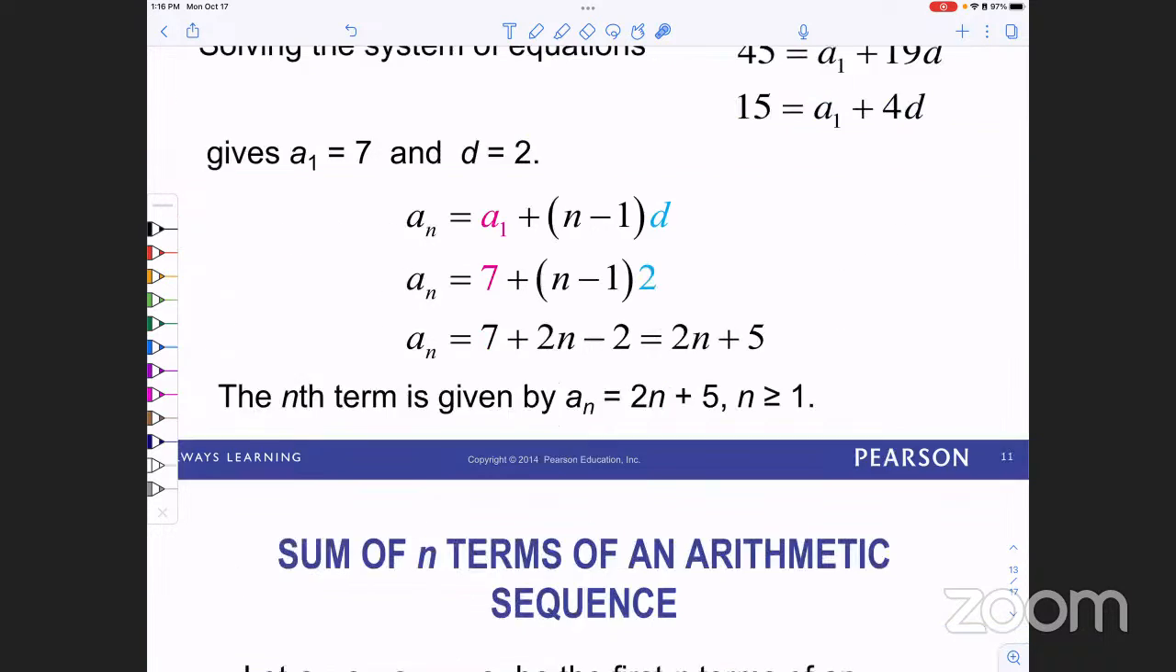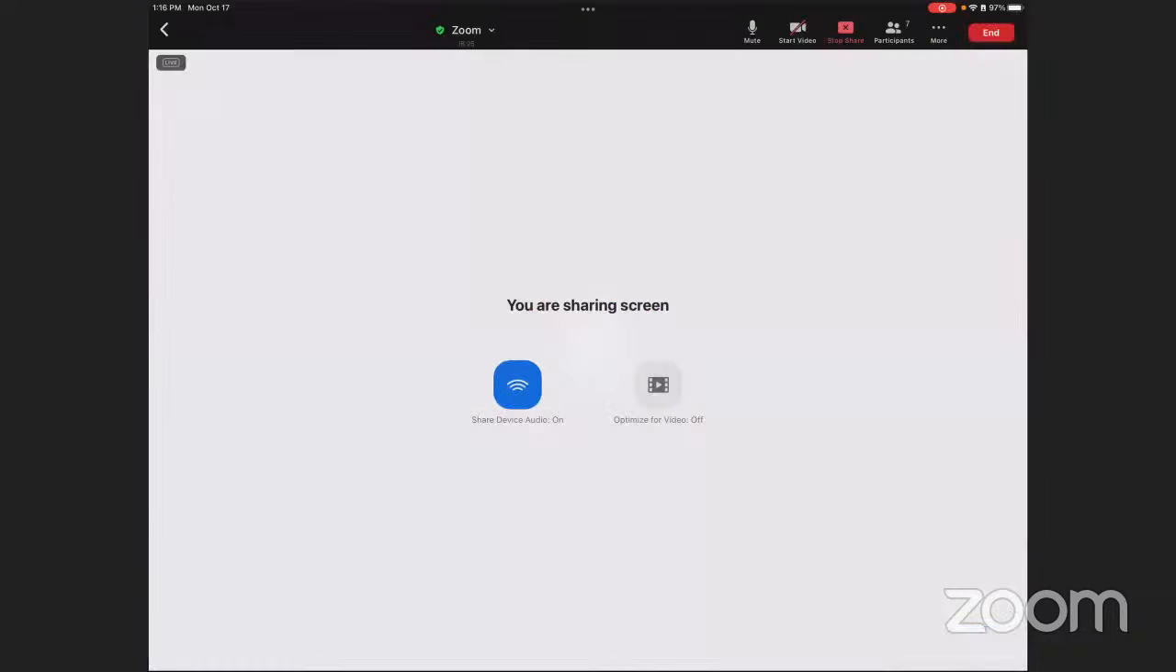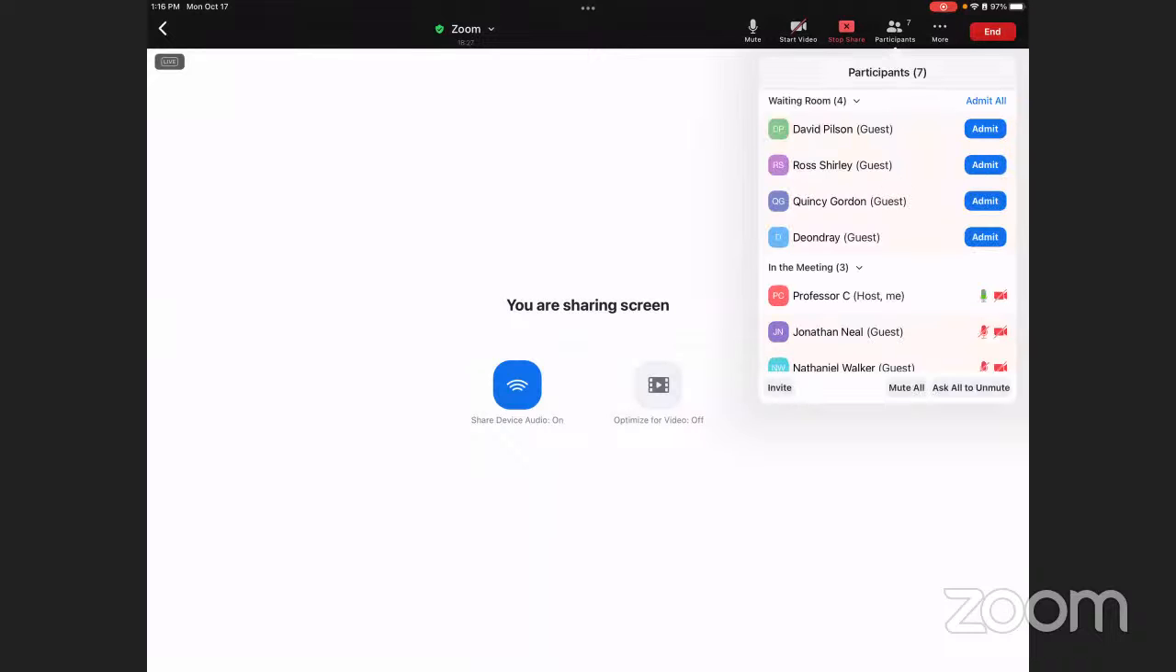Okay. Let me just take a moment to check on you guys in Zoom. It looks like we're kind of rapidly getting through this.